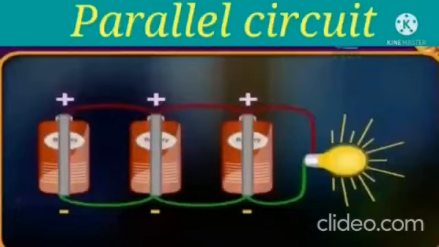Now let's know about the parallel circuit. In this method, all the positive terminals are connected together and all negative terminals are connected together. These positives and negatives are connected to a bulb. It has more than one path for the flow of electricity. Each bulb in the circuit is connected in a separate path through which electricity can flow.